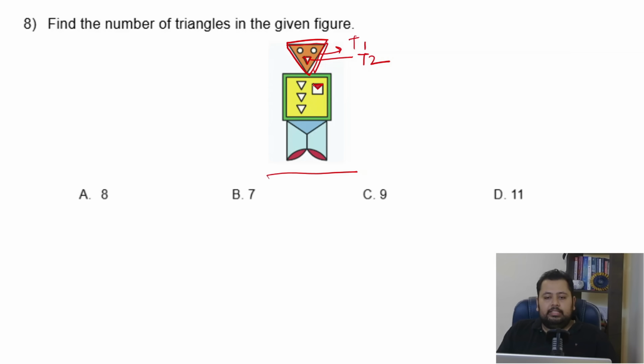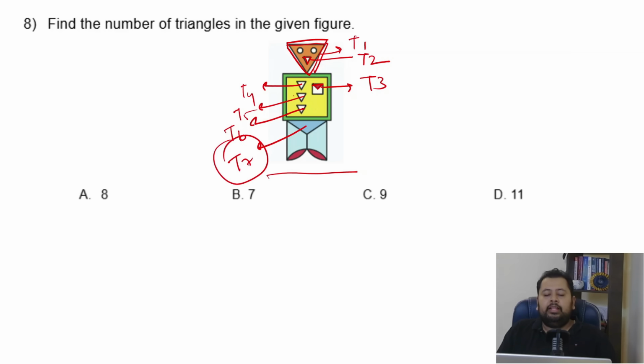Here we have another triangle. This is triangle number 3. This is triangle number 4. This is triangle number 5. This is triangle number 6 and this is triangle number 7. Do you see any more triangles? I think I don't see any more. So these are 7 triangles. So option B is your correct answer.